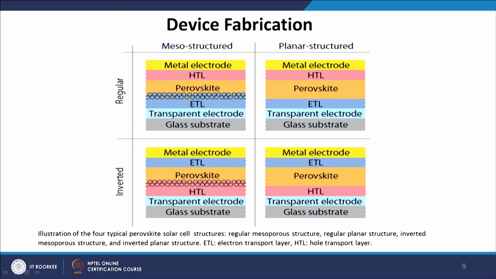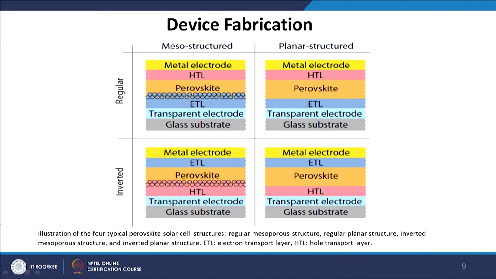If you remember, we have talked about two different kinds of geometry. One is the mesoporous structure, another was the planar structure, and we also talked about PIN or NIP geometry, or regular or inverted geometry. Now, it is possible to have a mesoporous or inverted mesoporous or the planar structure in either regular or inverted. So, based on that there are 4 different combinations of this perovskite solar cell possible.